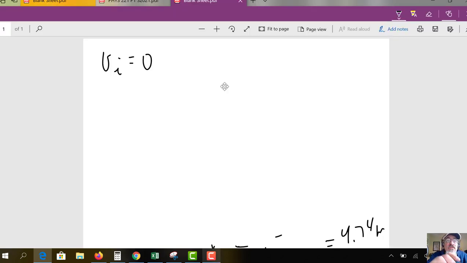Okay, so we're assuming the initial velocity is 0, right after we cut the string. You can measure the time, and you can measure the displacement. And what we're trying to figure out is how much the acceleration is. So you've got several kinematics equations to look at.